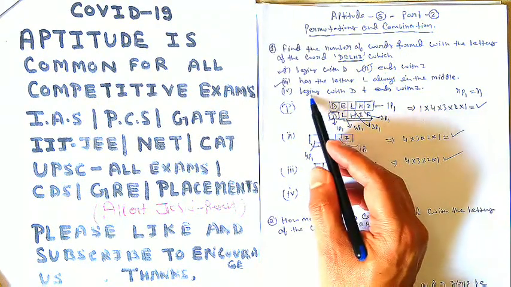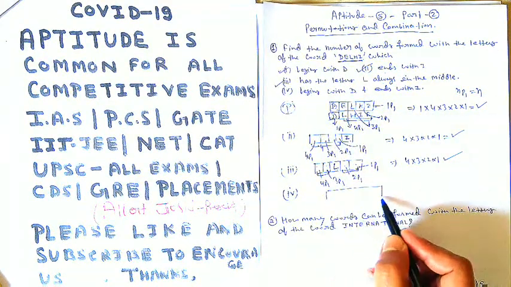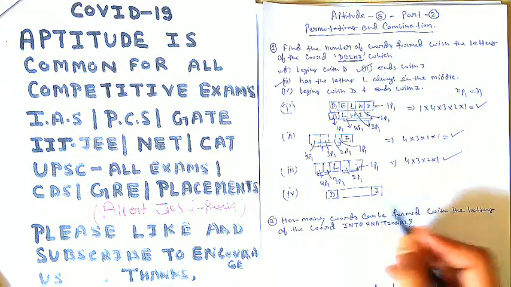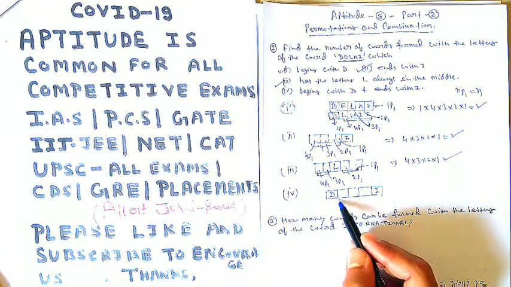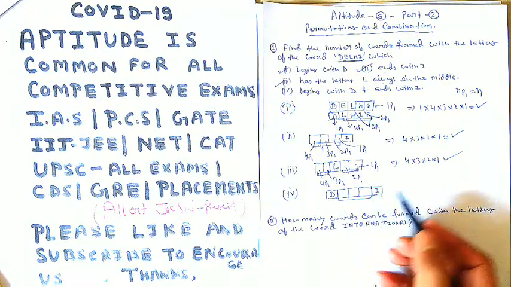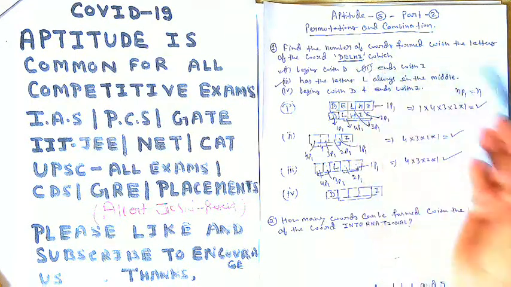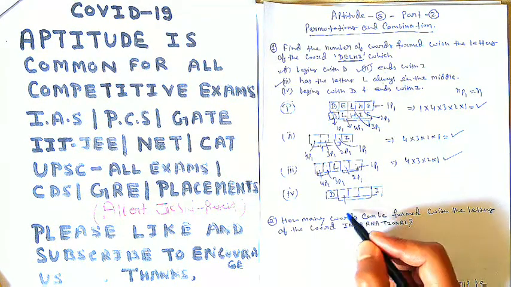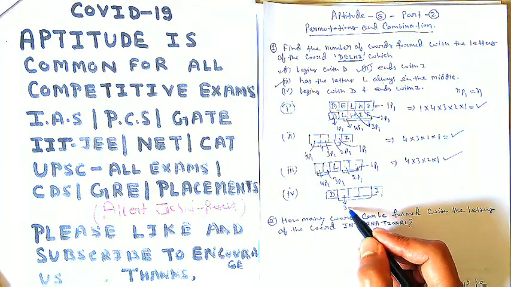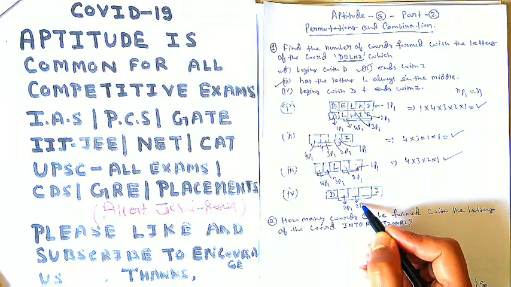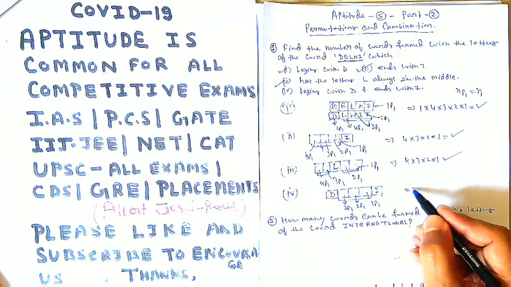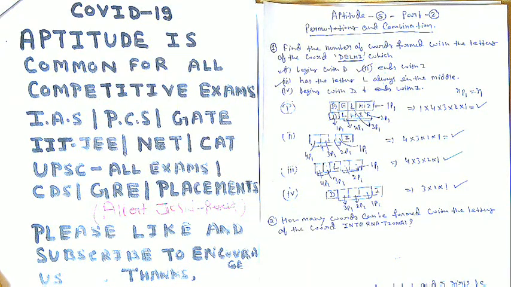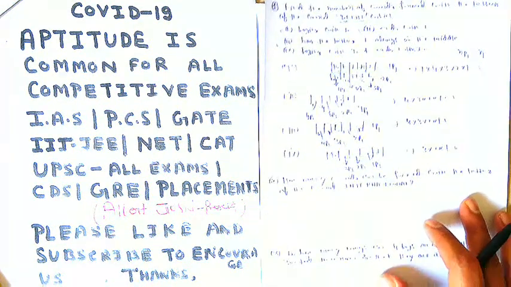Question number 4: now he is telling us it begins with D, so D is fixed, and ends with I, so I is fixed. So you have a total of 3 boxes. In these 3 boxes you have to place the 5 letters, but 2 letters are fixed, so you have only 3 letters. You arrange 1 here, 1 here and 1 here. Very simple: 3 into 2 into 1. This is your required answer. I think you are getting it.